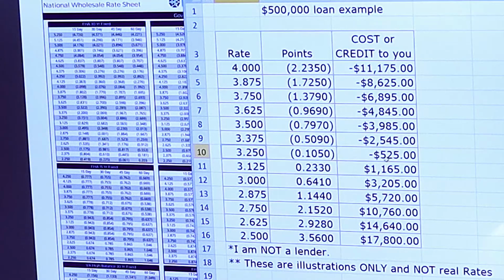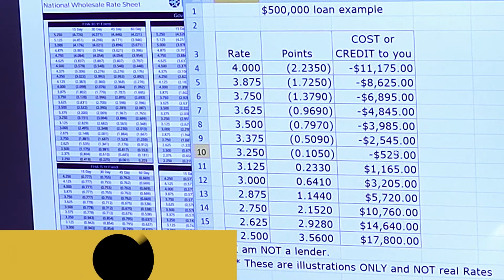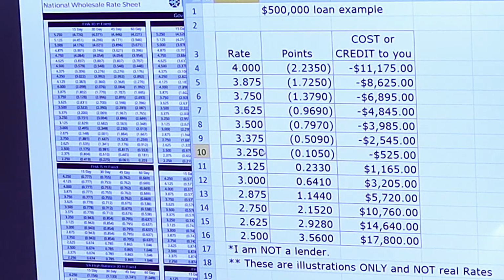In this scenario, that 0.105 points credit means they'll give you $525 to take that rate. If you were to go down to the next rate of 3.125, it would actually cost you $1,165 in this scenario to get that rate.